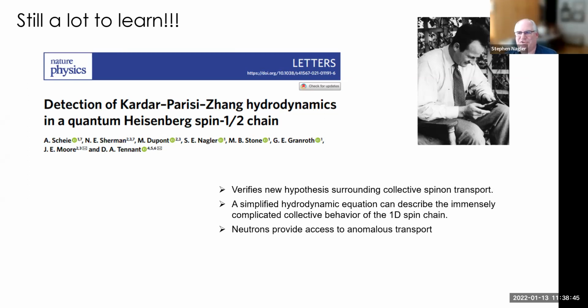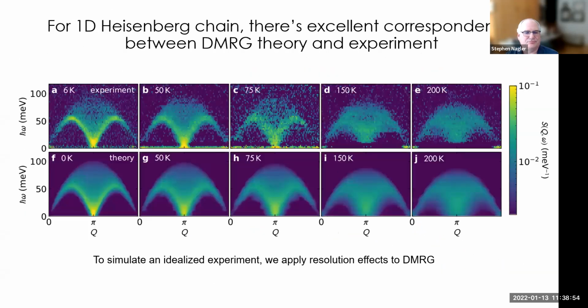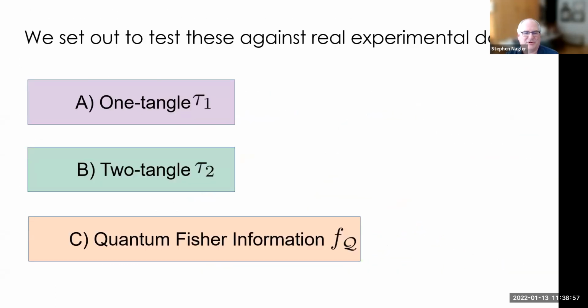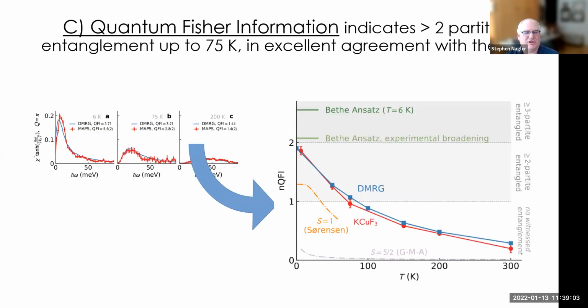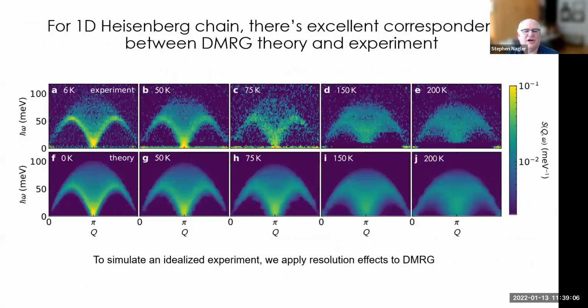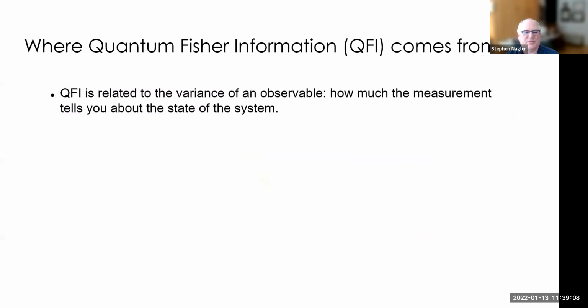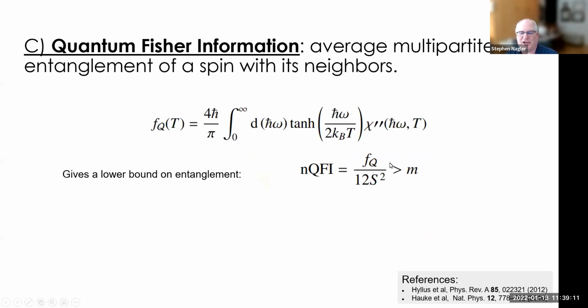Yes. So for example, the quantum Fisher information, if I make a measurement in absolute units and normalize it, let's see if I got it here. There we go. If I have this quantity here, and it turns out to be greater than m, I have at least m plus 1 partite entanglement. So if that number is greater than 1, I have at least bipartite entanglement.